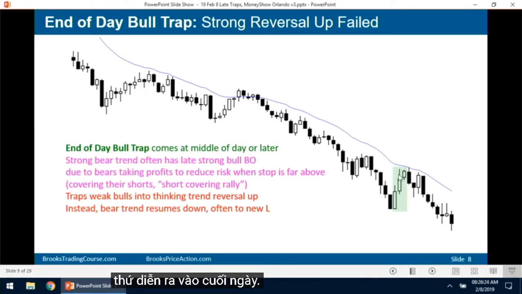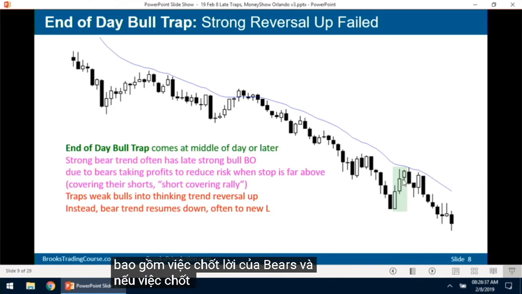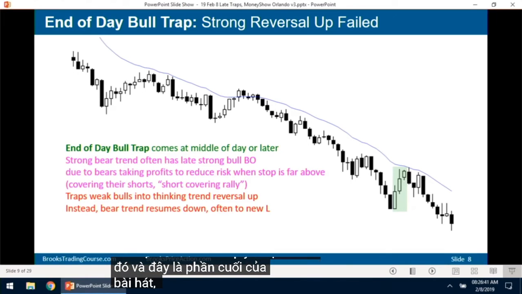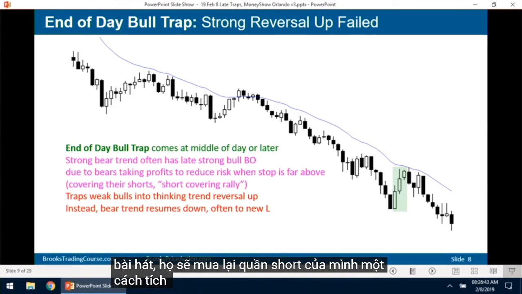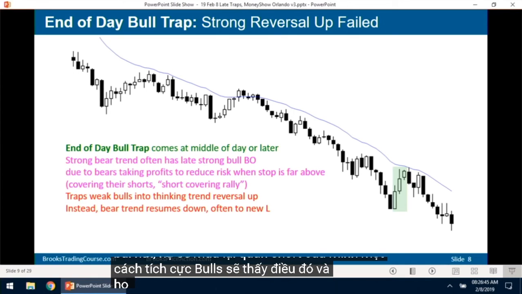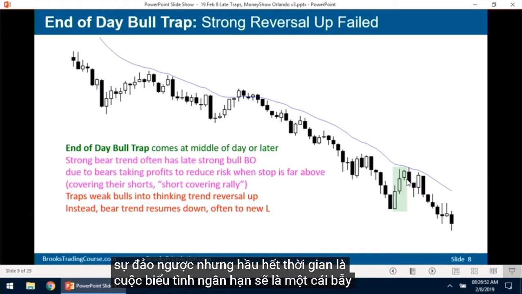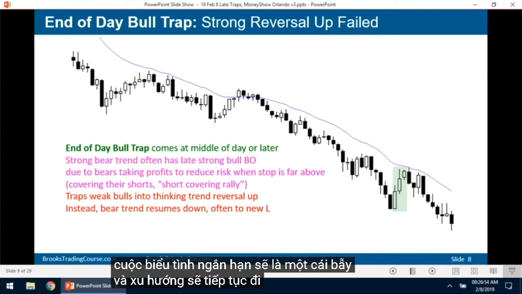Again, this is a short covering rally. Anytime you see a bear trend that becomes a bull trend, it always begins with short covering. So every bull trend begins with short covering. Profit taking by the bears, and if the profit taking is aggressive enough, if the bears are deciding that this is the end of the sell-off, they'll buy back their shorts aggressively. Bulls will see that, and they'll buy as well, and you can get a reversal. But most of the time, a short covering rally is going to be a trap, and the trend is going to continue down.